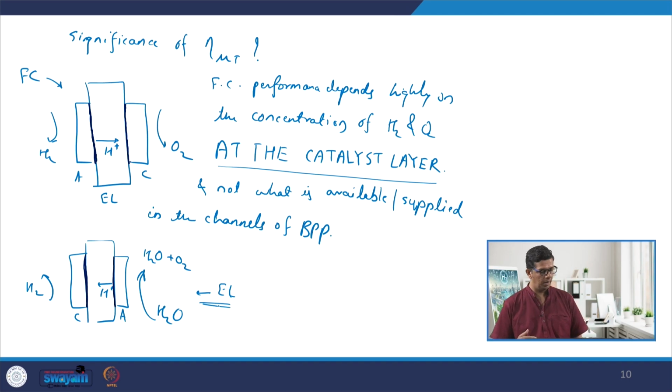So, by measuring what is the water available at the catalyst site will define the performance of the electrolyzer. Similarly, what is the concentration available of hydrogen and oxygen at the catalyst layer will define the fuel cell performance. So, why is it so complicated?